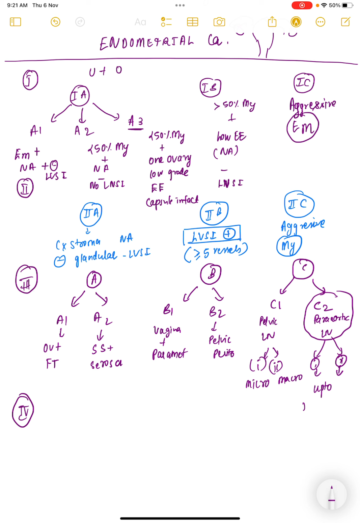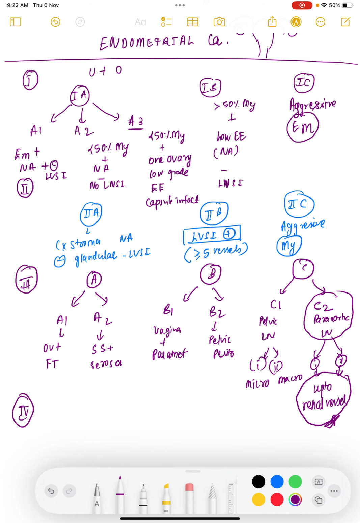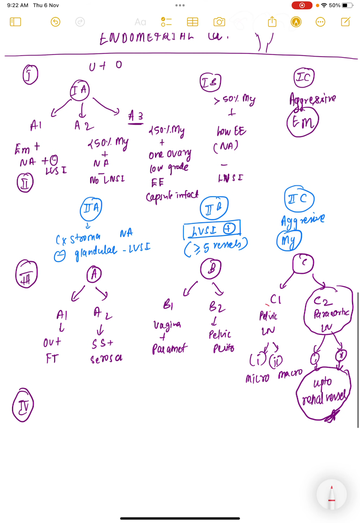up to the level of renal vessels. Up to the renal vessels. This is the important thing, up to the renal vessels. Pelvic group of lymph nodes, what are the pelvic group of lymph nodes? It is the iliac group of lymph nodes: external iliac, internal iliac, common iliac, or obturator group of lymph nodes. All these constitute the pelvic group of lymph nodes.